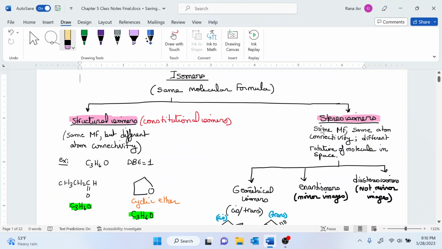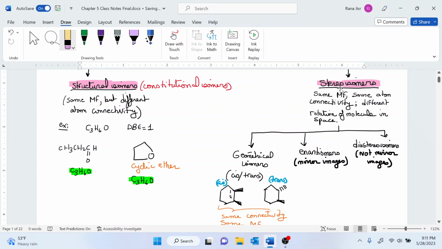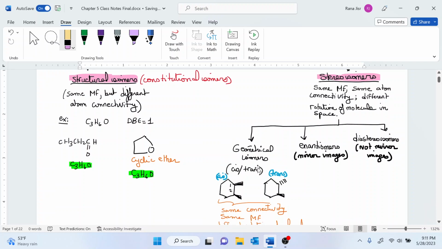Stereoisomers, on the other hand, have the same molecular formula. They have the same connectivity of atoms, and this is how they part from constitutional isomers. But they have a different orientation of molecule in space, so different rotation of molecule in space. Stereoisomers are of different types. You've seen the first type, which is the geometrical isomers.